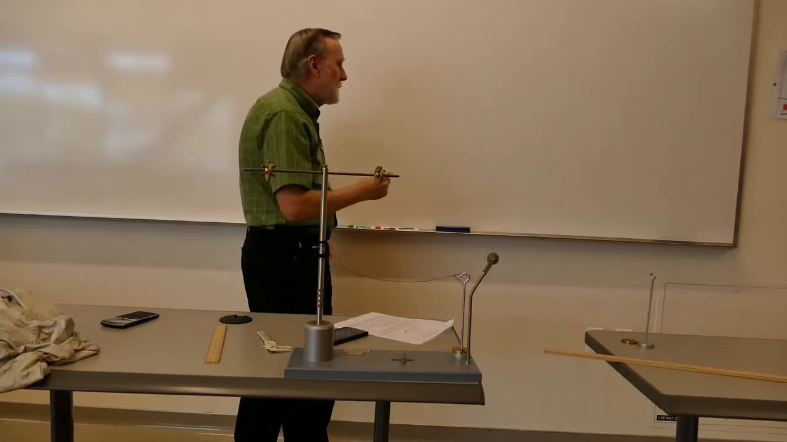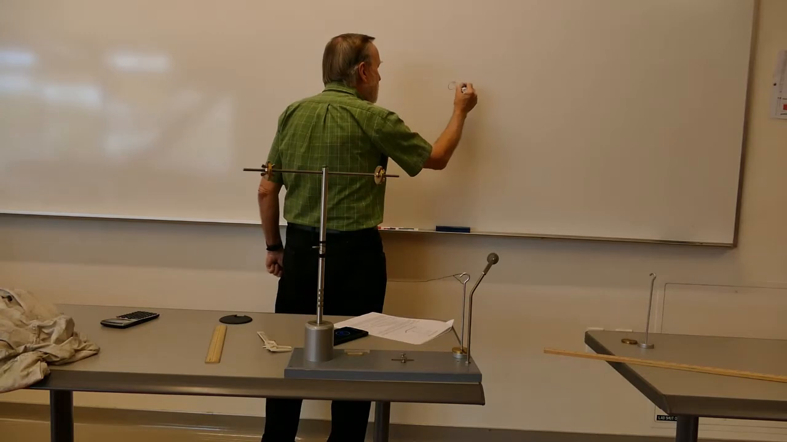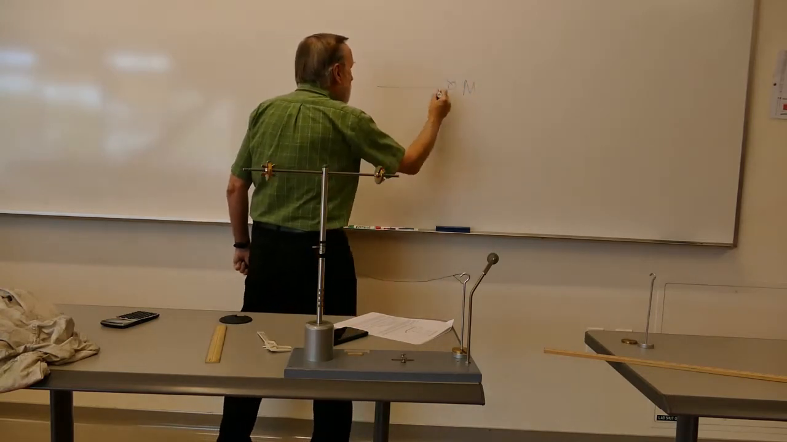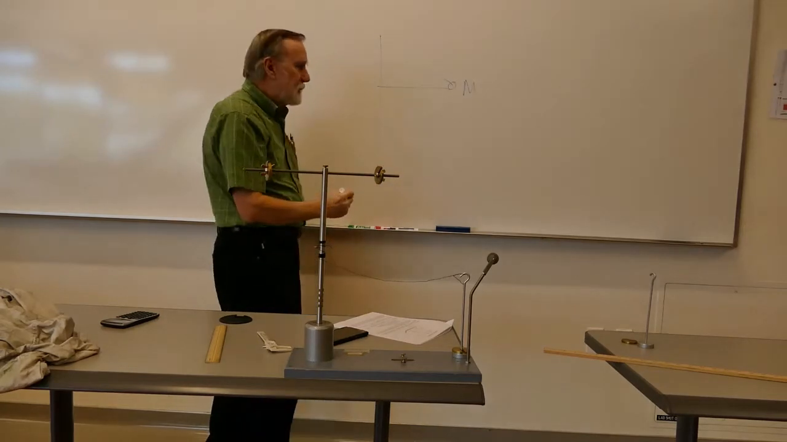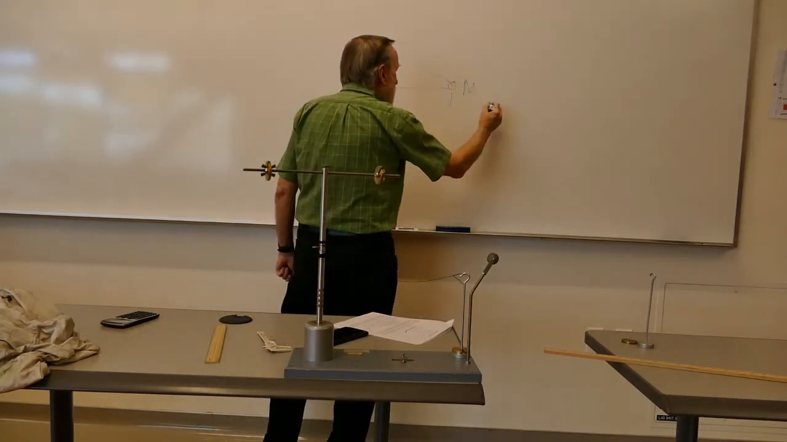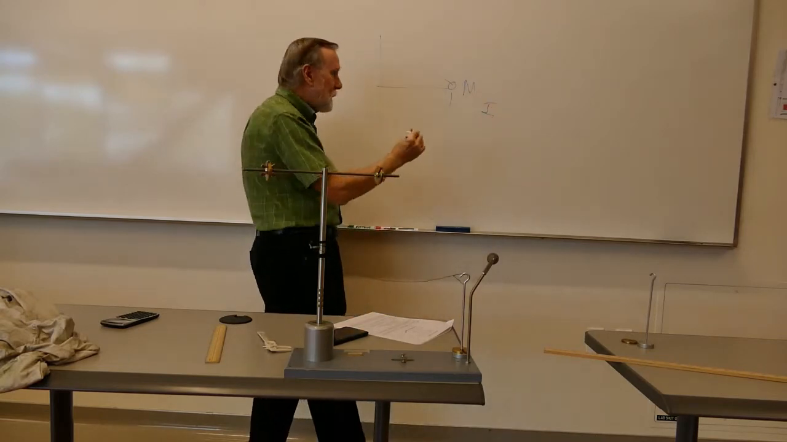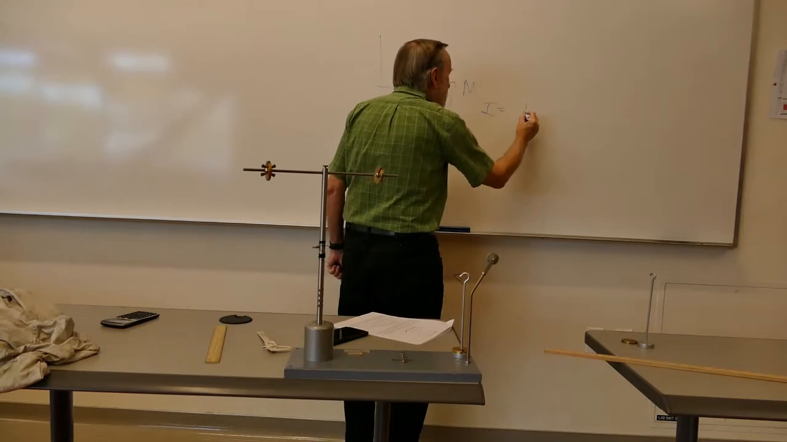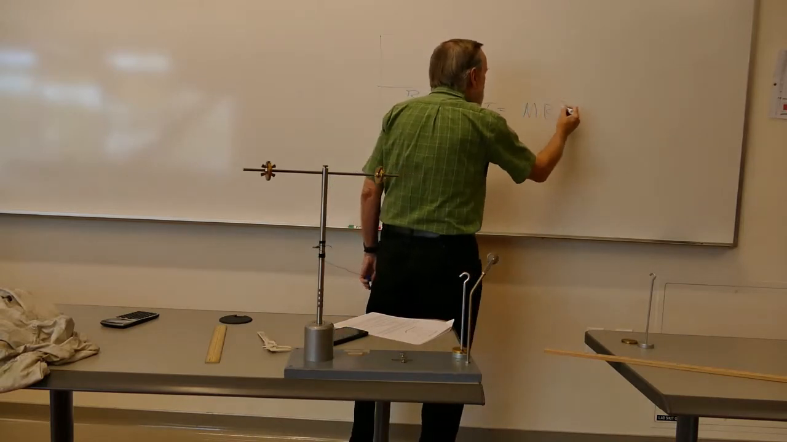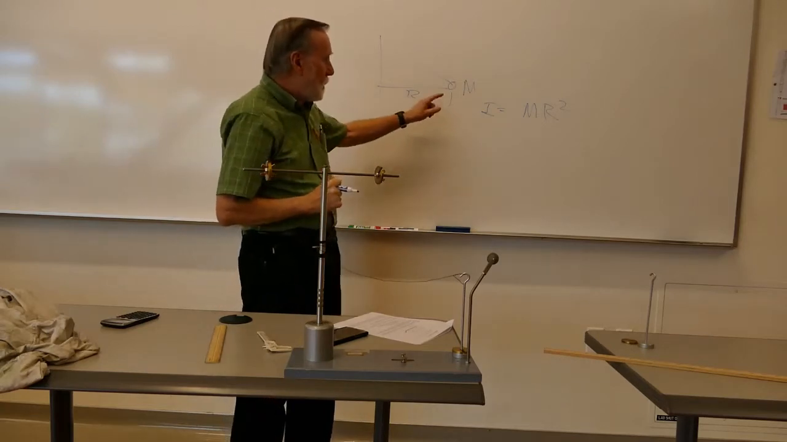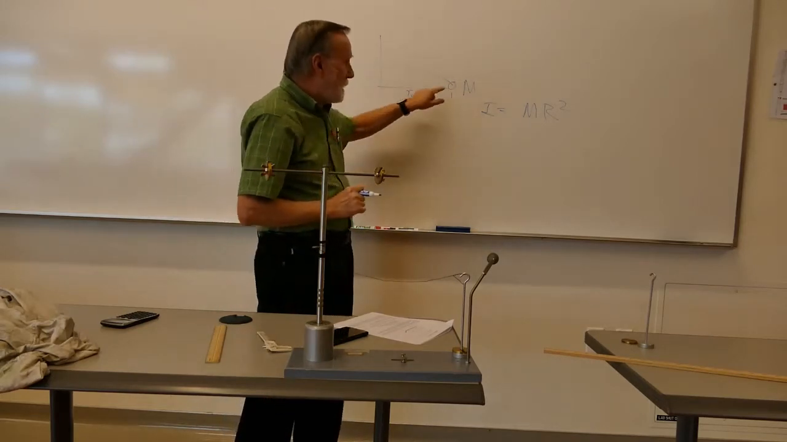Just want to refresh your memory a little bit. If you have a point mass, m, revolving in a circle around some center, the axis of rotation, the moment of inertia of a point mass going in a circle of radius r is just capital M r squared. This is the theoretical value for a point mass going in a circle.